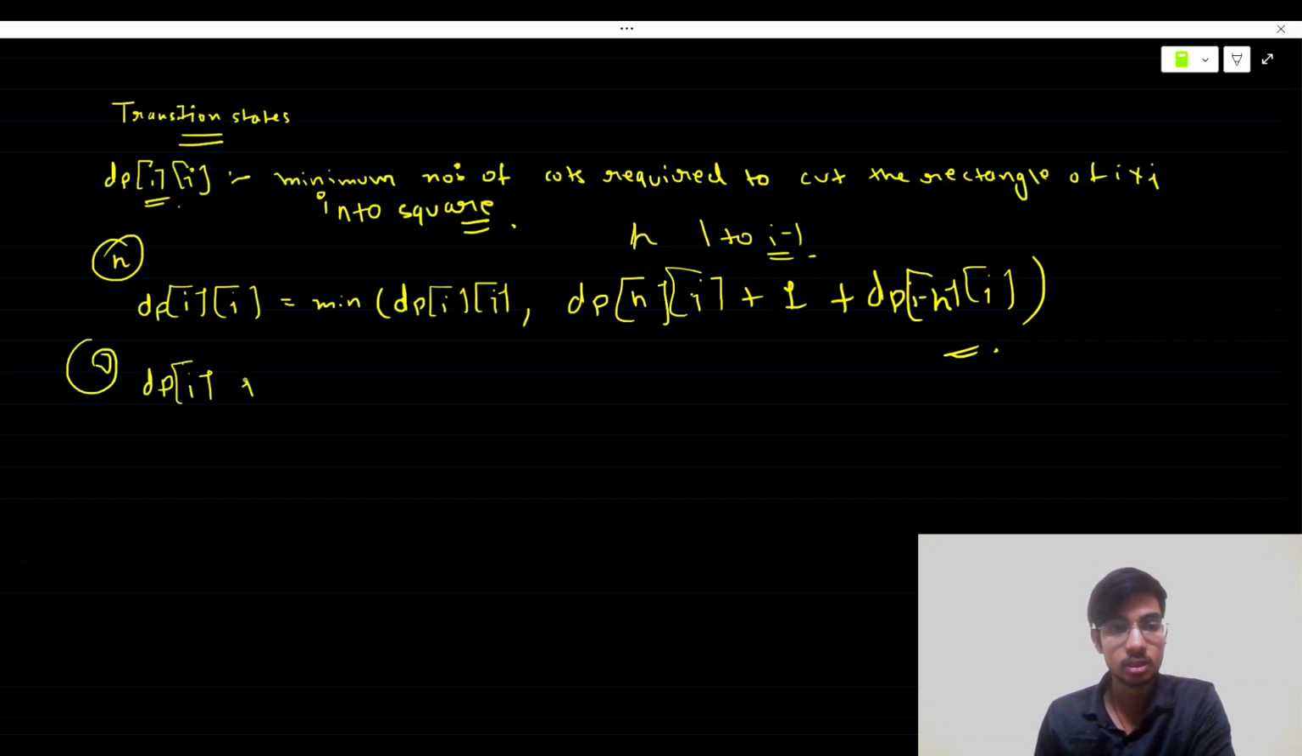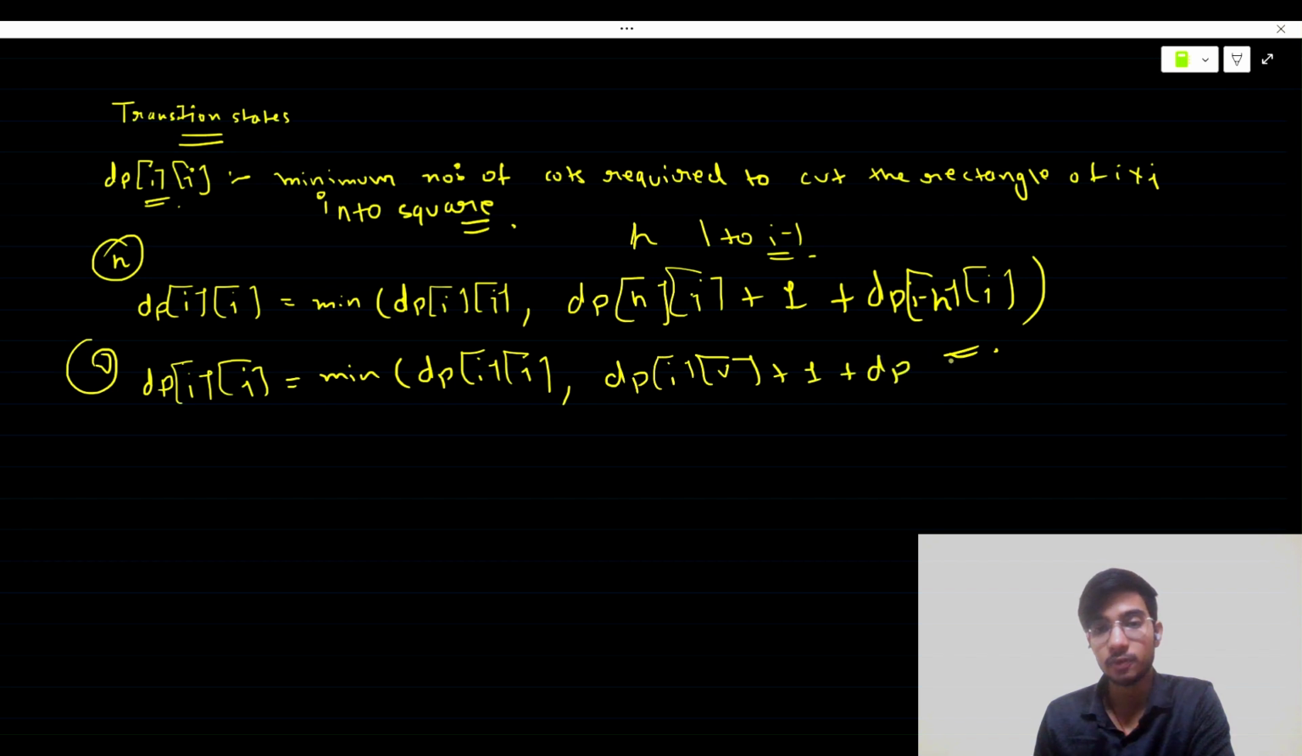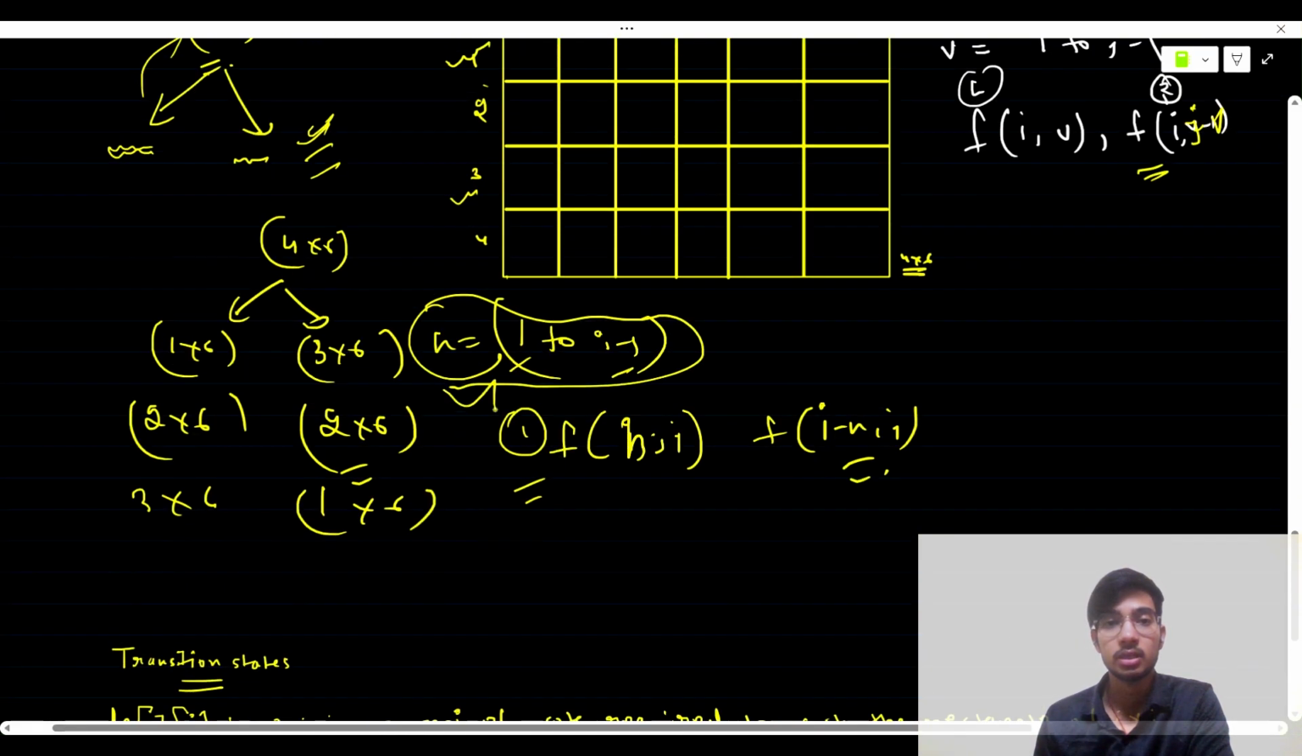Similarly, for the vertical cut, DP of I J would be the minimum of DP of I J, and we cut vertically: DP of I v plus 1 plus DP of I j minus v. This is the transition that you could do for the horizontal cut and for the vertical one. And the value of v goes from 1 to j minus 1, which we saw right here.